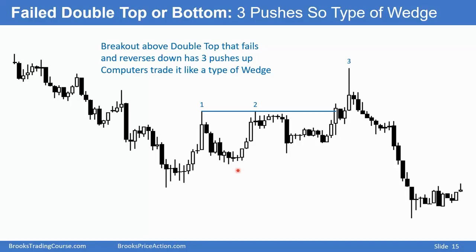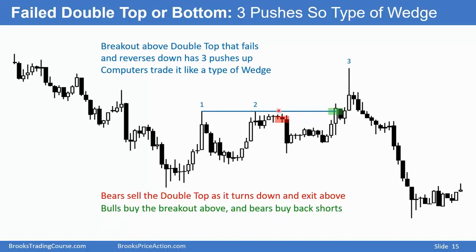3 strong pushes up, each one reversing. They'll bet that the market has decided it cannot go up. Maybe it has gone up too far. Maybe it now needs to go down and find what price is too low. Bears, they see a double top bear flag. They'll sell the reversal down.